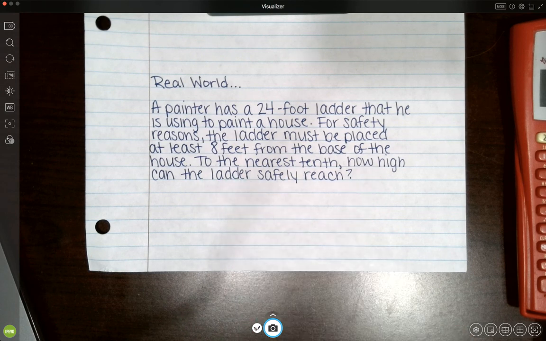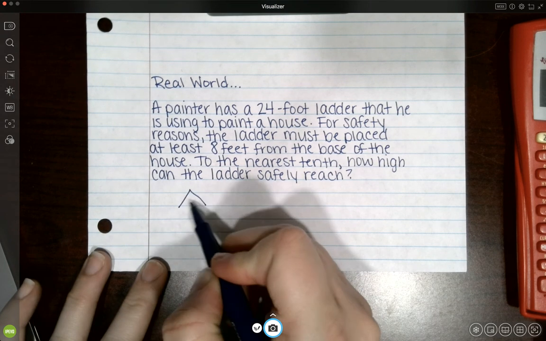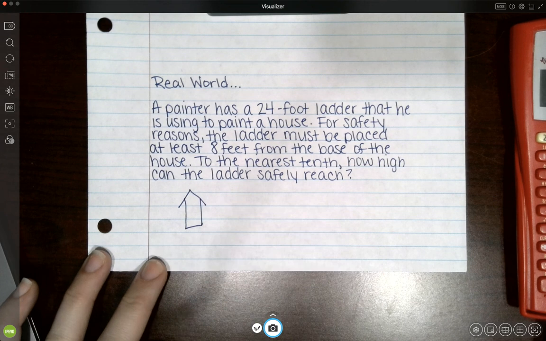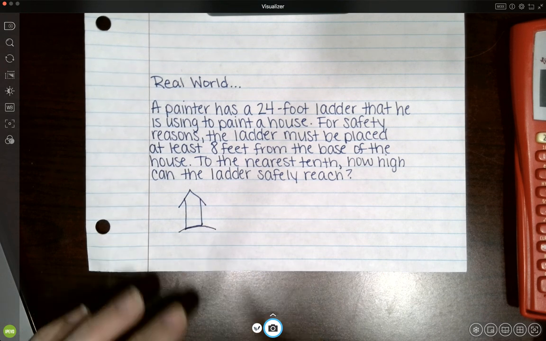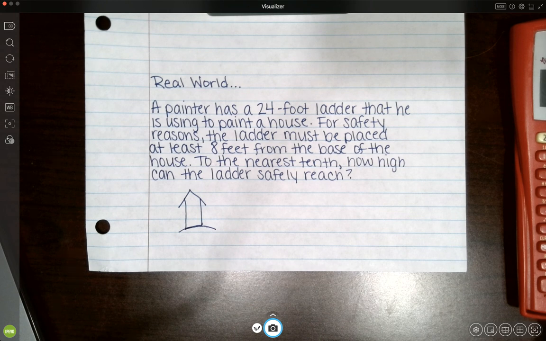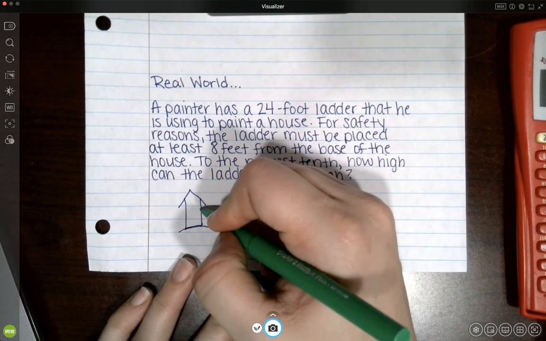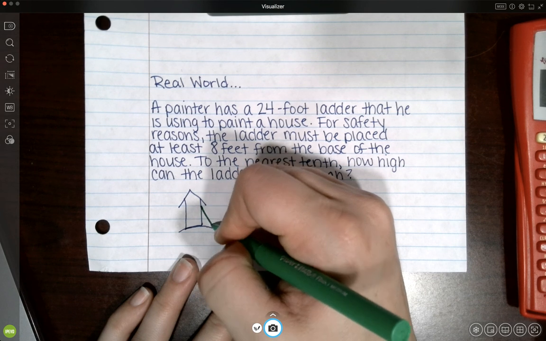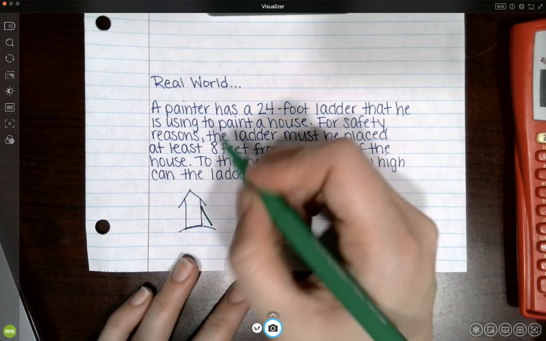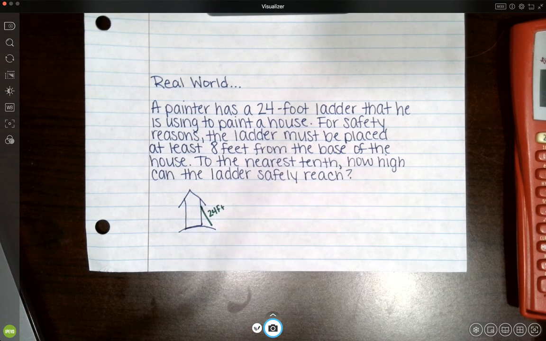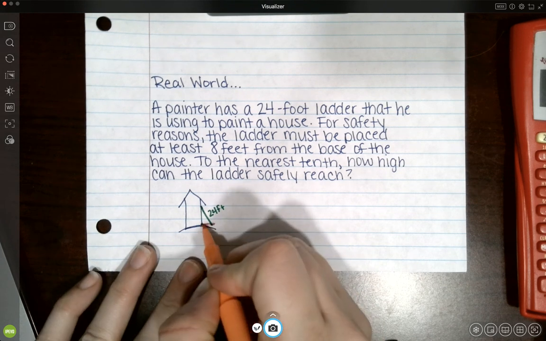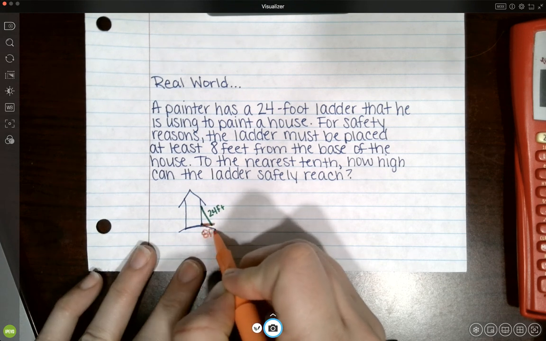So if you're sitting here going, what? Okay, well, I am at a house, an awesome house. Look at that house. Okay, it's kind of lopsided. Maybe my house is on a hill. And I'm painting this house. So I've set up my ladder against the house so I can paint. My ladder is 24 feet long. And they are telling me that I have to be 8 feet away from the base of this.